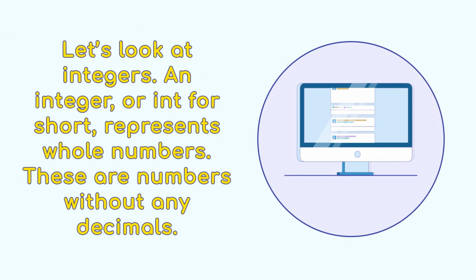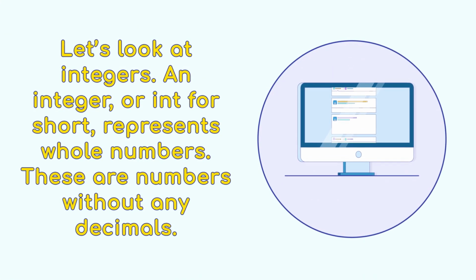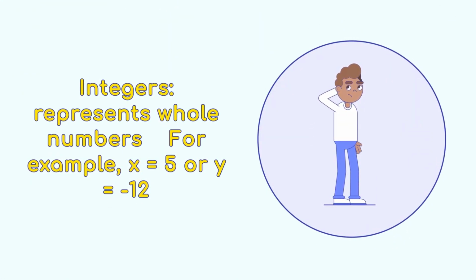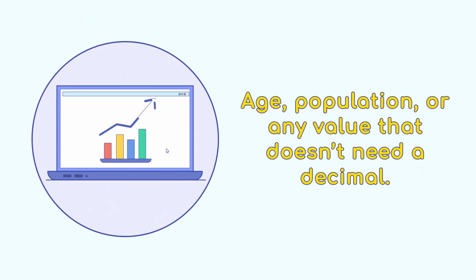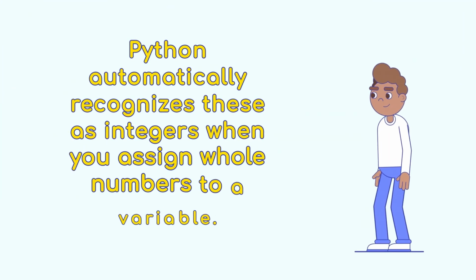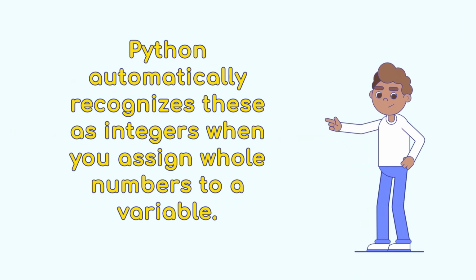An integer, or int for short, represents whole numbers. These are numbers without any decimals. For example, x = 5 or y = -12. Integers are ideal for counting or working with things like age, population, or any value that doesn't need a decimal. Python automatically recognizes these as integers when you assign whole numbers to a variable.